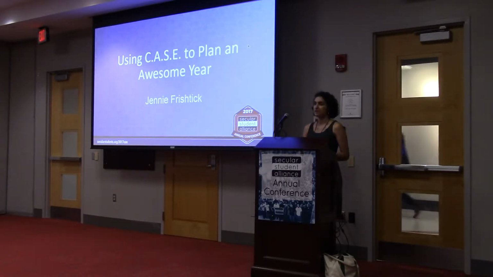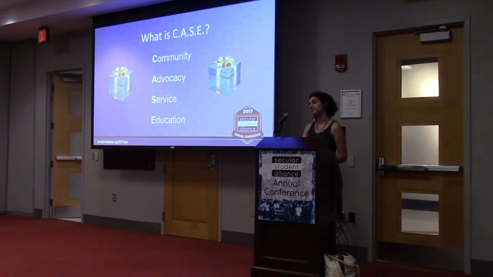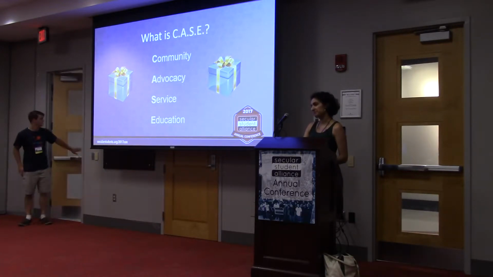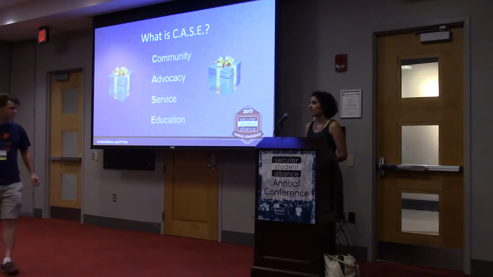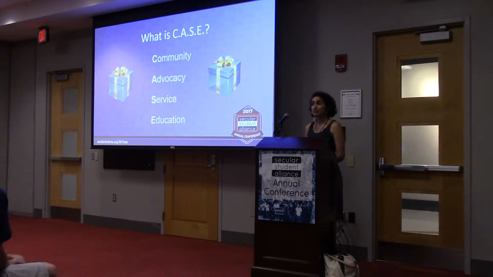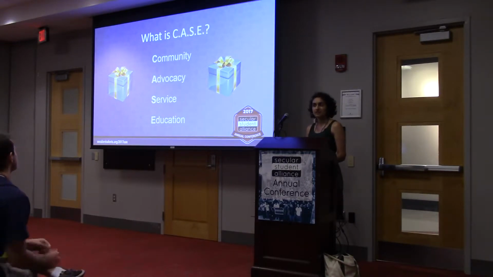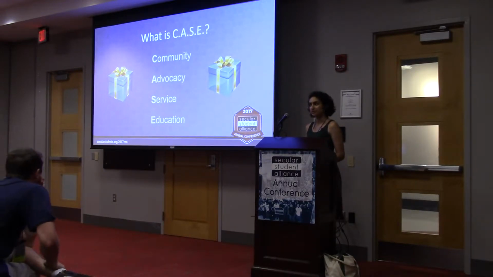So first we'll talk about what C.A.S.E is to begin with. It's the best acronym in the world, in my humble opinion. Community, advocacy, service, education. These are 4 different components that the goal is to include in all of the various activities you're doing with your SSA group. And they also just serve as inspiration for different activities you can do with your SSA group.